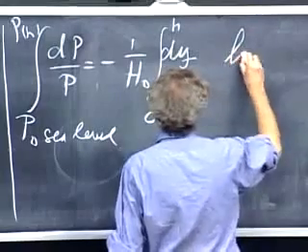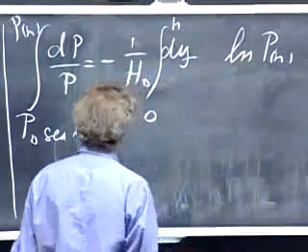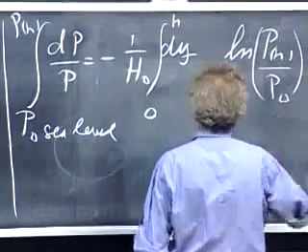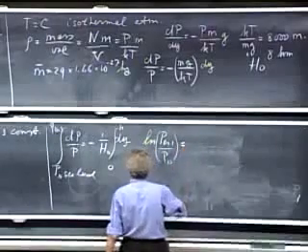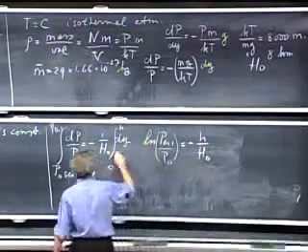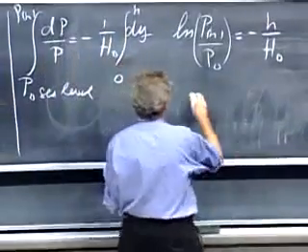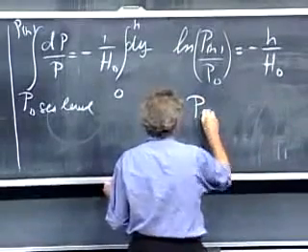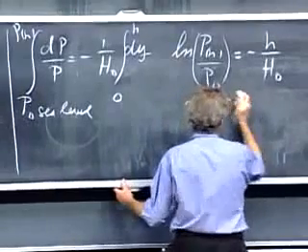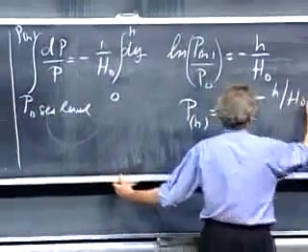So I get ln of P at altitude h divided by P0 equals minus h divided by H0, because an integral of dy from 0 to h is simply h. And so what do I find now? That the pressure at altitude h equals P0 times e to the minus h divided by H0.